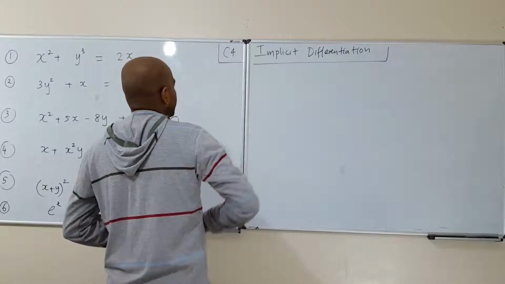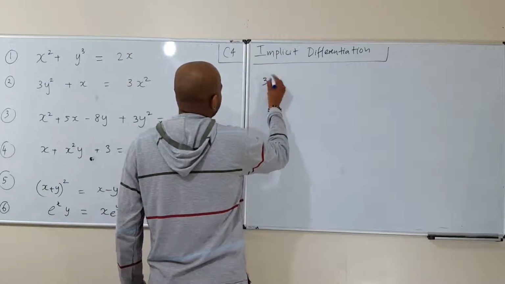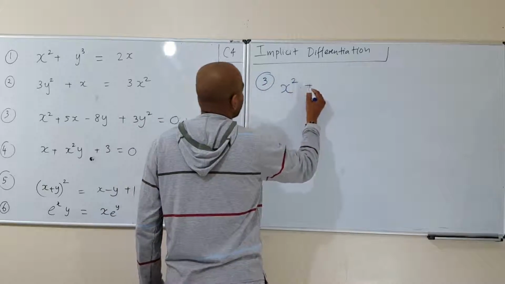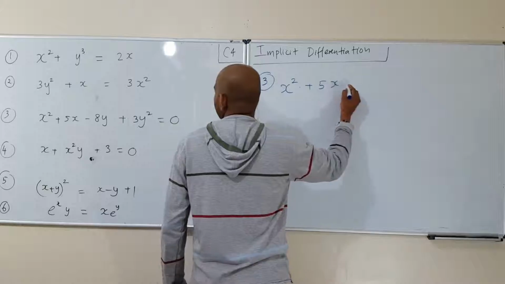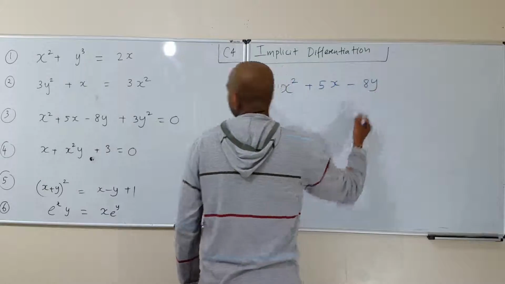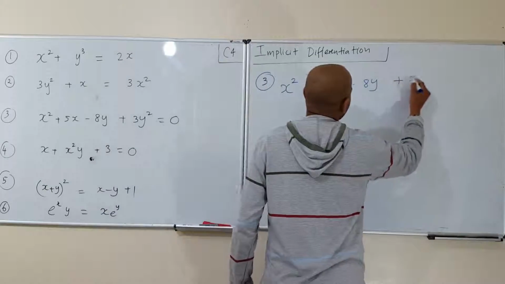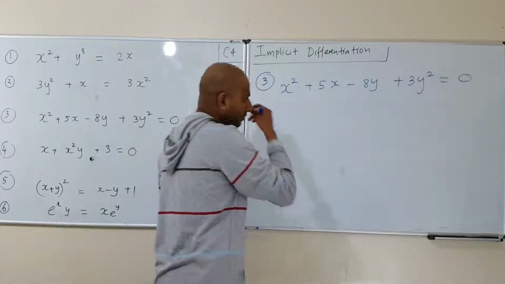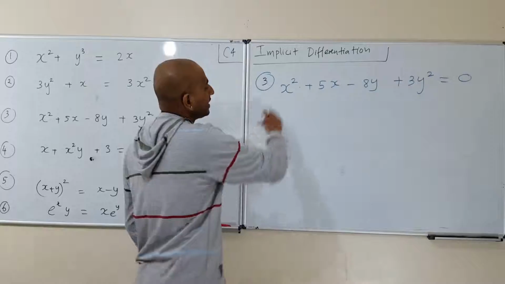Alright, so let's try question number 3. It's x squared plus 5x minus 8y plus 3y squared equals 0. Differentiate everything in terms of x.